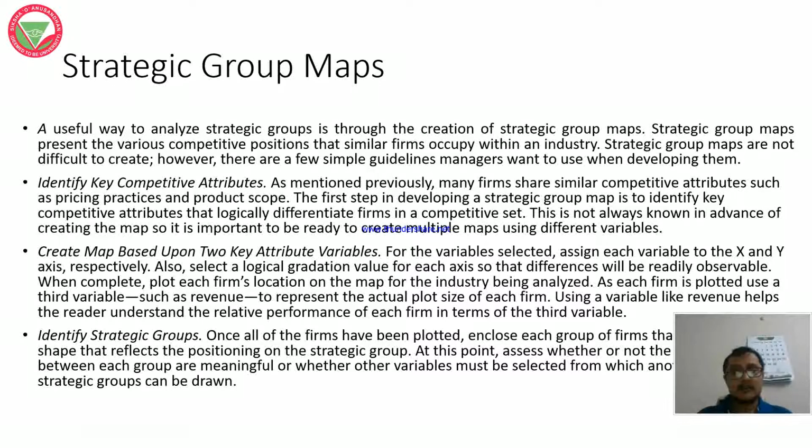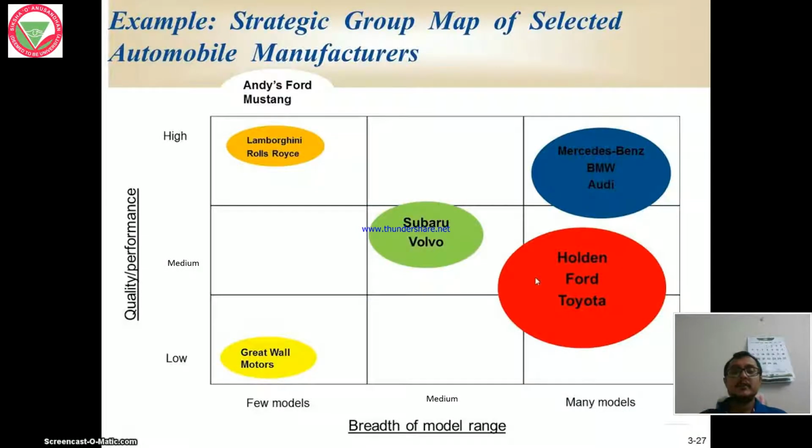Assess whether or not the differences between each group are meaningful, whether other variables must be selected from which another set of strategic groups can be done using variables like revenues. Fine. So whenever we are preparing a map, we need to have certain points, and the points between medium and high have to be divided. I can say Subaru, Volvo, Holden, Ford, Toyota are having the same type of quality, but they are not.